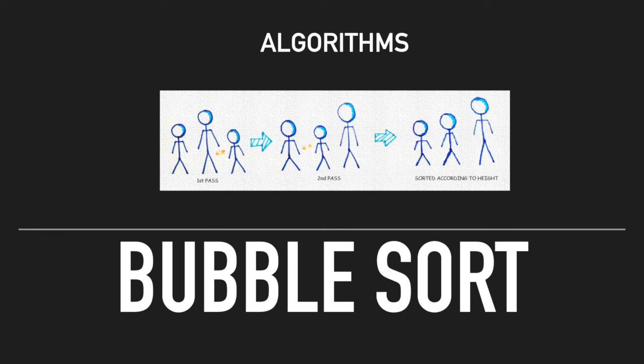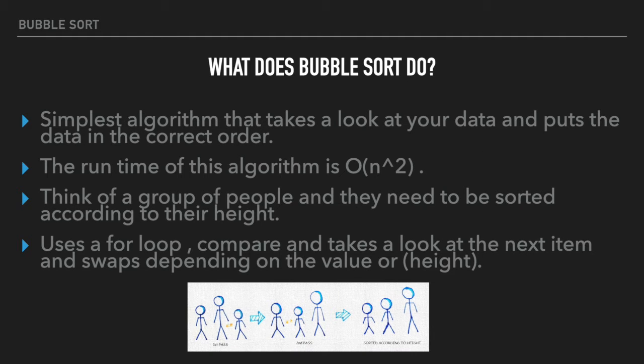Hello everyone. So today we're going to be talking about bubble sort. So what does bubble sort do? It's one of the simplest algorithms that takes a look at your data and puts that data in the correct order. The runtime of this algorithm is O of n squared, and we can think of bubble sort as a group of people, and they need to be sorted according to their height, from shortest to tallest.